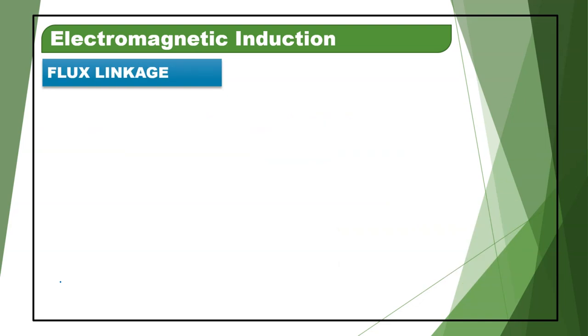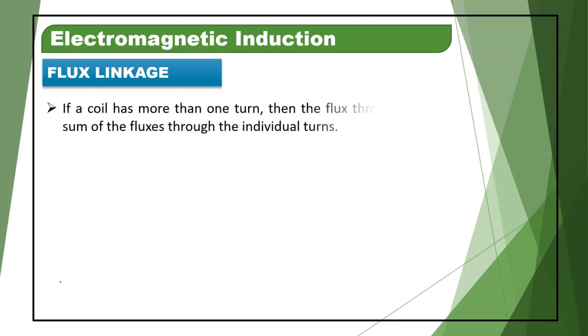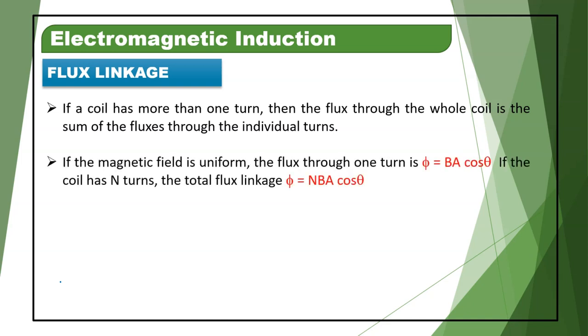Next topic is flux linkage. If the coil has more than one turn, then the flux through the whole coil is the sum of the fluxes through the individual turns. That means if the magnetic field is uniform, the flux in one turn is phi equals BA cos theta. If the coil has N turns, capital N turns, the total flux linkage is phi equals NBA cos theta.